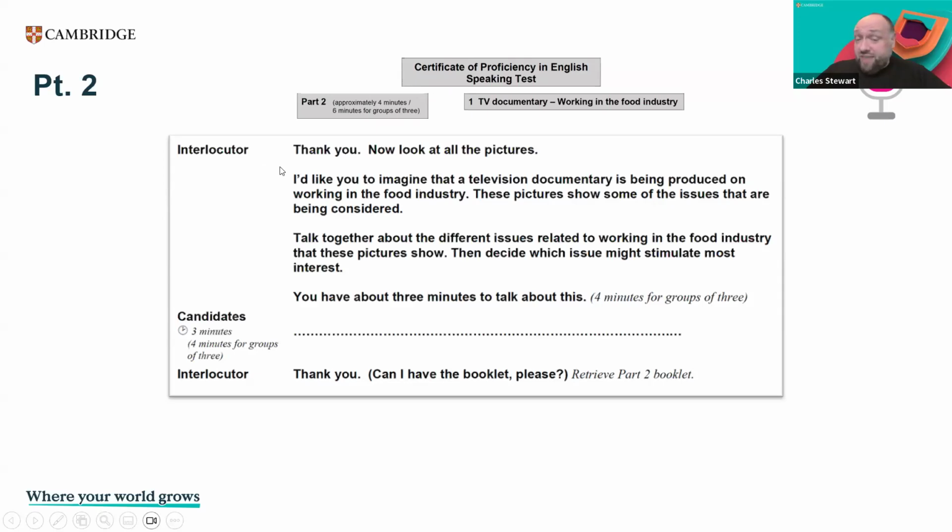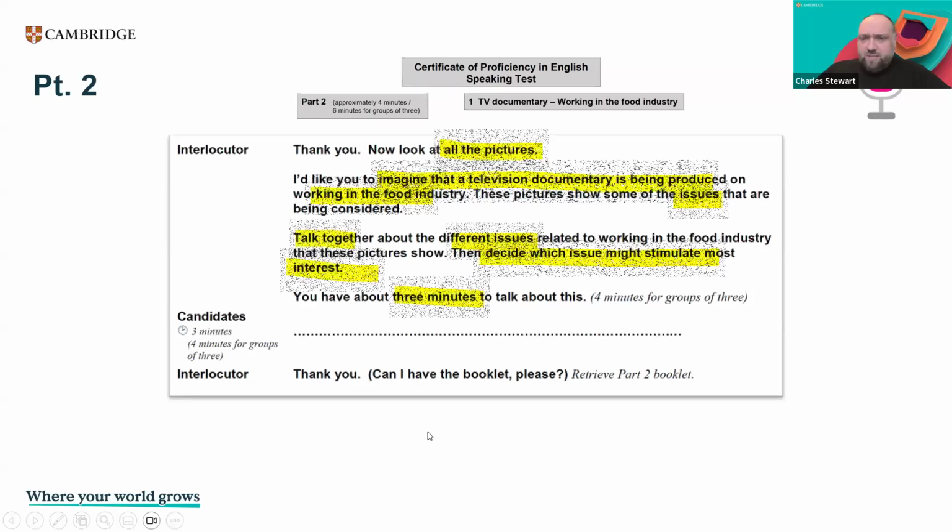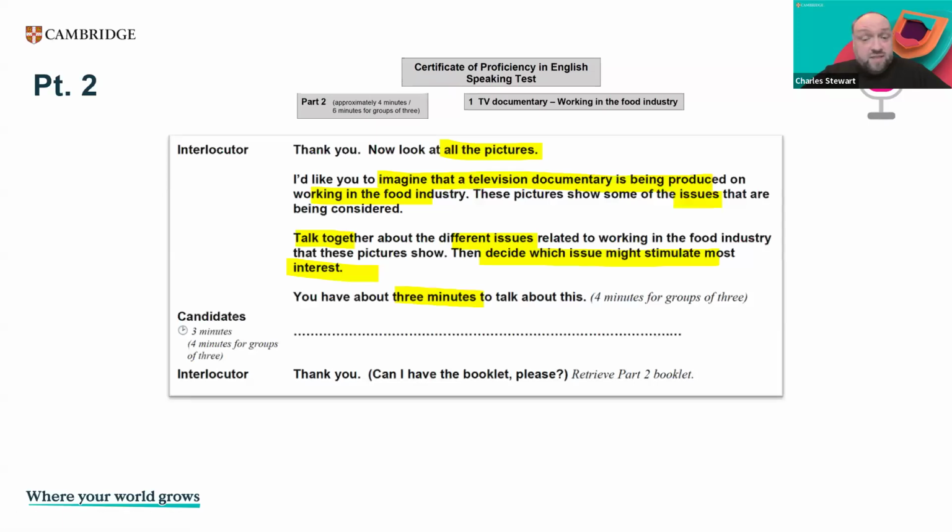So the interlocutor will say thank you. Now, look at all the pictures. I'd like you to imagine that a television documentary is being produced on working in the food industry. These pictures show some of the issues that are being considered. Talk together about the different issues related to working in the food industry that these pictures show. Then decide which issue might stimulate most interest. You have about 3 minutes to do this, and you are expected to talk about this.